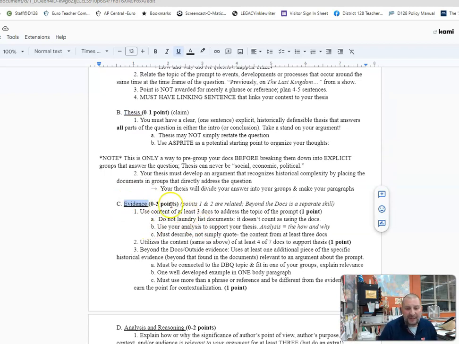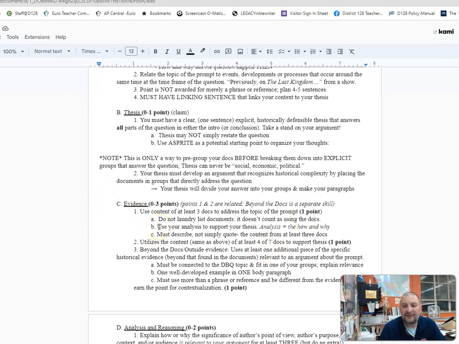Now this is up to 3 points. Points 1 and 2 are related. Basically, points 1 and 2 are if you did it okay, or if you did it well, and beyond the docs is a separate skill. So for 1 point, you need to use the content of at least 3 documents to address the topic of the prompt. So 3 documents to make your argument. You can't just laundry list the documents. You can't just say in documents 1, 6, and 5, they did this. That doesn't count as using the documents.